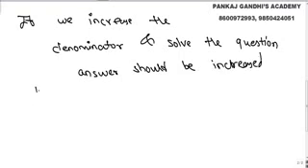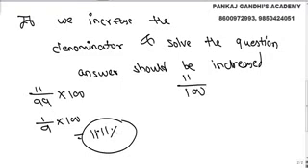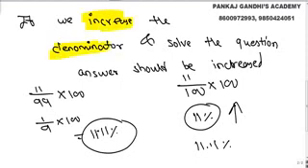What do I mean? Let's say we are supposed to solve 11 by 99 into 100. We know it's 1 by 9 into 100, 11.11%. But if someone does it by increasing the denominator, the answer is 11%. To get the actual answer this answer should be increased. If we increase the denominator and solve the question, the answer should be increased. The denominator was 99, we made it 100.